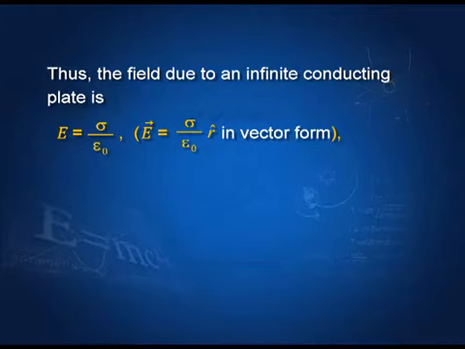It was sigma by 2 epsilon 0 for the sheet. For the plate, it will be twice that, because now there are two charged surfaces. The whole charge has gone to the surfaces. So, we have charge on this surface as well as the charge on this surface.